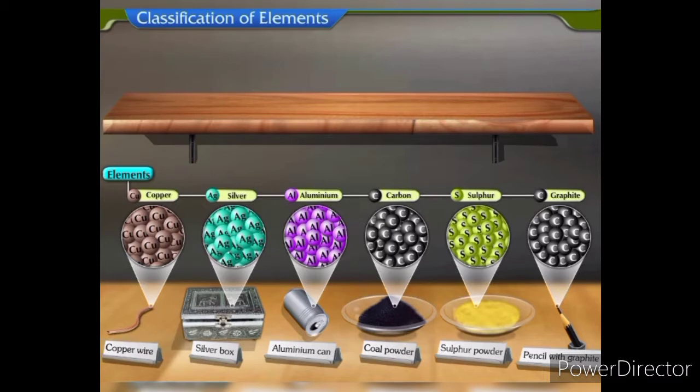Copper wire has copper. Silver box has silver. Aluminium can is made of aluminium. Coal powder has carbon. Sulfur powder has sulfur. A pencil with graphite core has graphite.